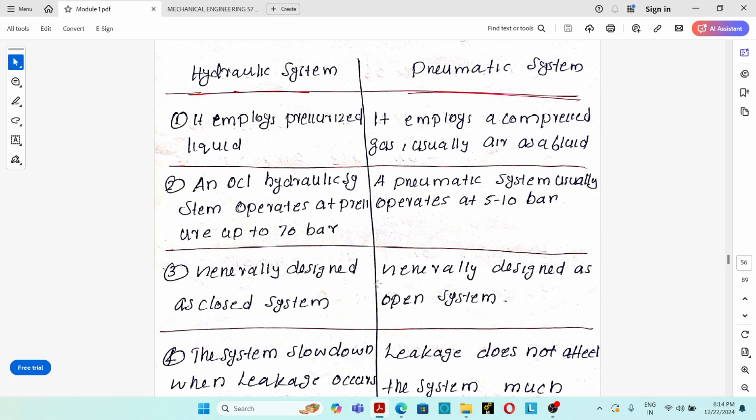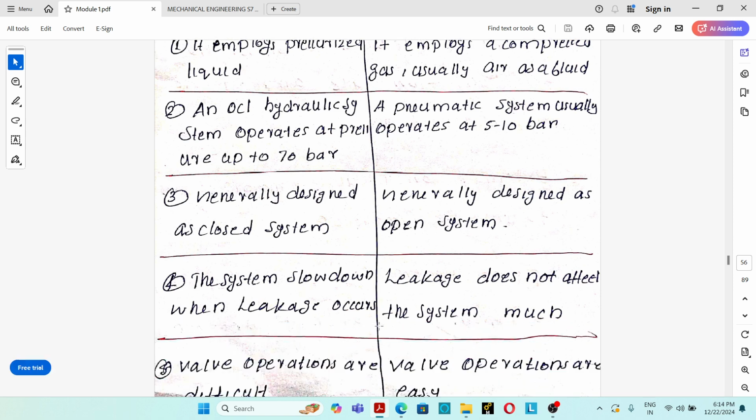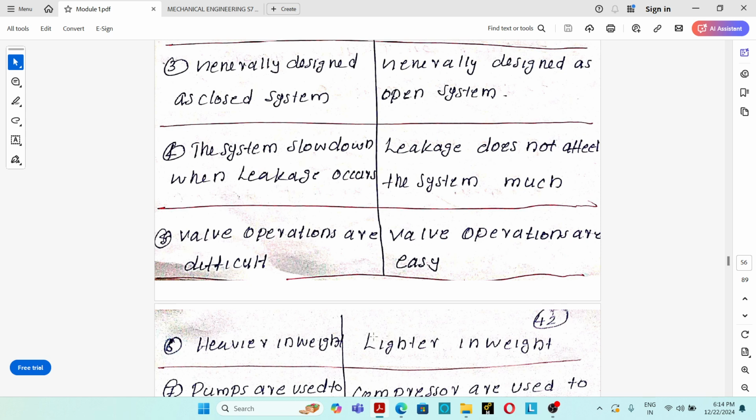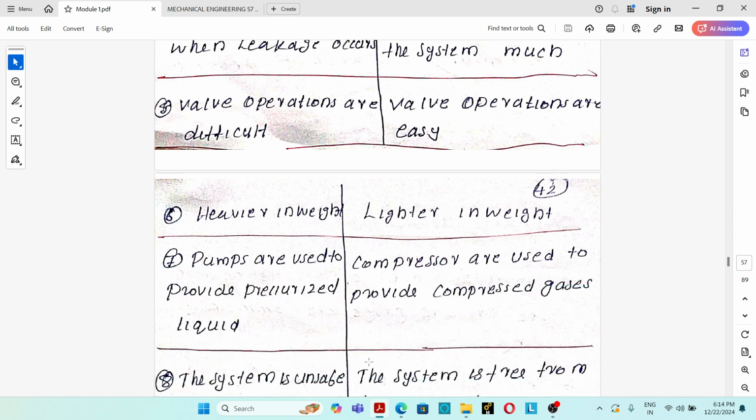A hydraulic system is generally designed as a closed system. A pneumatic system is generally designed as an open system. In a hydraulic system, the system slows down when leakage occurs, but leakage does not affect the system much in a pneumatic system. In a hydraulic system, valve operations are difficult, but in a pneumatic system, valve operations are easy. A hydraulic system is heavier in weight when compared to a pneumatic system. In a hydraulic system, pumps are used to provide pressurized liquid, but in a pneumatic system, compressors are used to provide compressed gas.